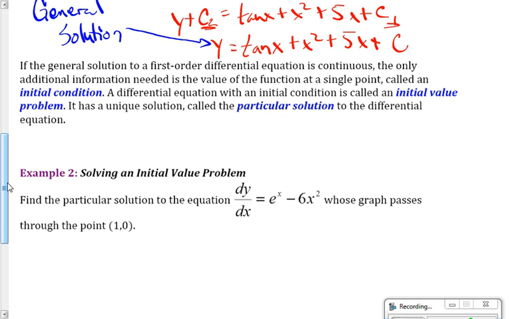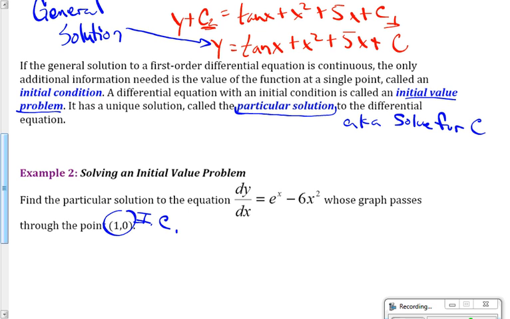The next step is to solve initial value problems. An initial value problem is a fancy way of finding a particular solution, aka solve for a C value. And we've done this before. You need a single point on the function in order to determine which function you really care about. So we're going to go through that exact same process of finding a general solution, and then we're going to use the initial condition. That's an initial condition of (1, 0). We're going to use that initial condition to find the particular solution.